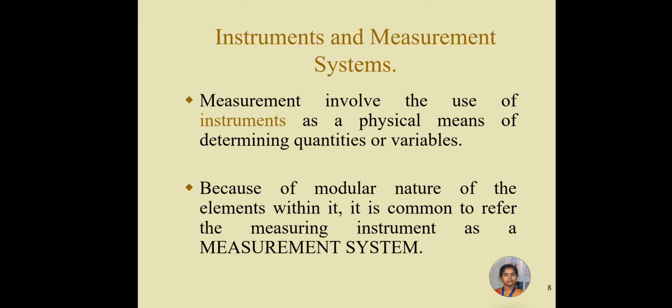Instrumentation and measurement systems involve the use of an instrument as a physical means of determining quantities or variables. In any branch of engineering, we need measurements in terms of determining the quantities as well as the variables. Because of the modular nature of the elements within it, it is common to refer to the measuring instrument as a measurement system.